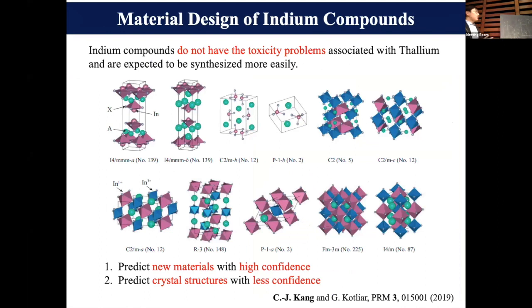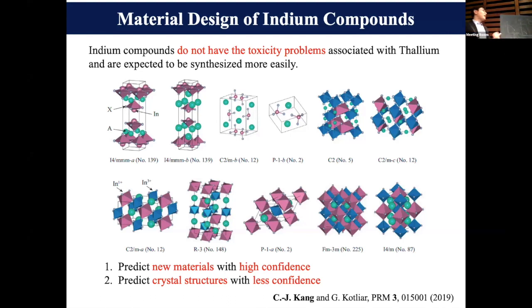So our second target materials are indium compounds. Indium is located just above thallium in the periodic table, so we expect that the indium compounds show similar superconducting behavior. And besides, the indium compounds do not have the toxicity problem, so they can be easily synthesized in experiment.